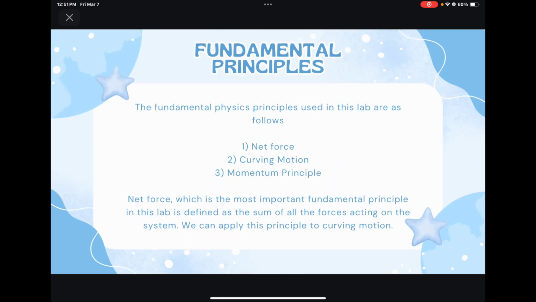The fundamental principles used in this lab are as follows: net force, curving motion, and the momentum principle. Net force, which is the most important fundamental principle of this lab, is defined as the sum of all of the forces acting on the system.